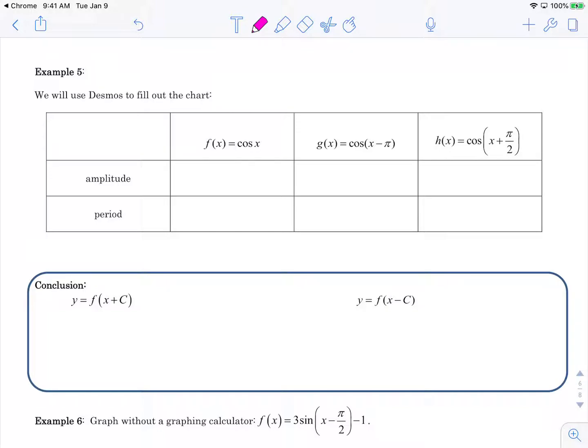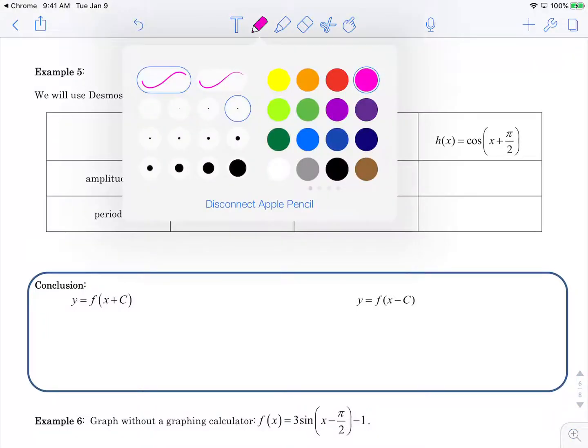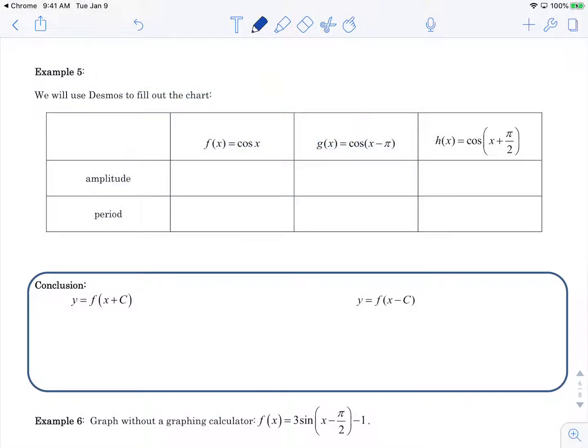So up until this point we've talked about amplitude, and that's the value in front of the function. And then we talked about the transformation when we minus or add a value at the end of the function, which turns out to be your midline. So now we're going to focus on when we take away a value or add a value inside the function, so inside your parentheses.